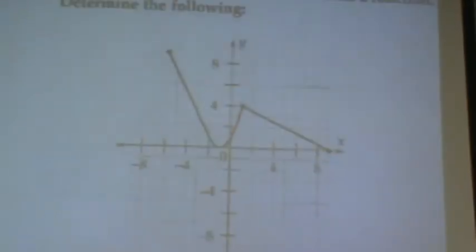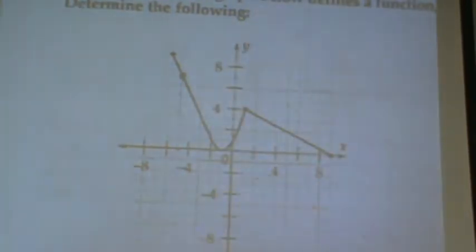So, if I ask you what f of -5 is, you're going to find -5 on your graph, which is kind of tough to see, but it's right here. And you're going to go all the way up and find out what that number is. It looks like it's 7. So f of -5 is 7.